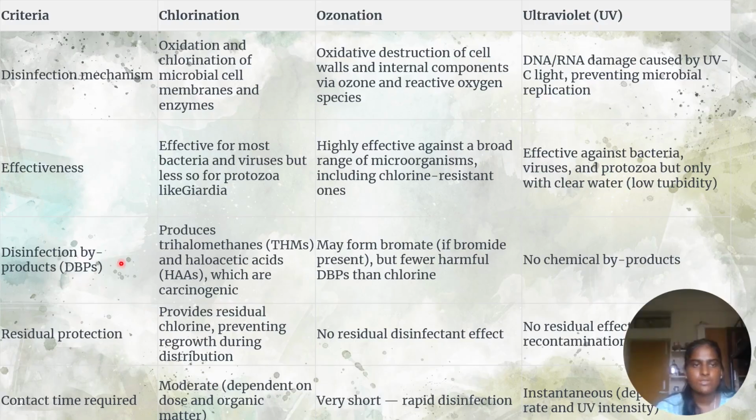Then the disinfection byproducts: chlorination produces trihalomethanes, which are harmful to us as carcinogens. Ozonation may form bromate, which is also harmful to us. There is no chemical byproduct formed in UV radiation. For residual protection, chlorination provides it, but ozonation and UV can't do that.